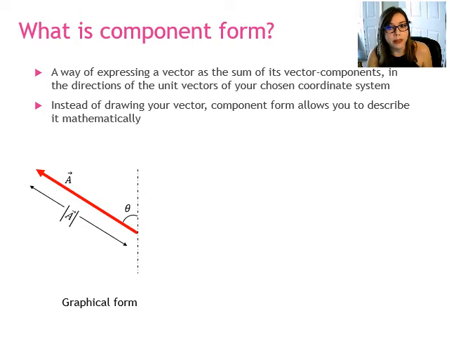We're always working in the Cartesian coordinate system. We're going to find each of these vector components and we're going to add them all together, and that's how we're expressing our vector in component form.